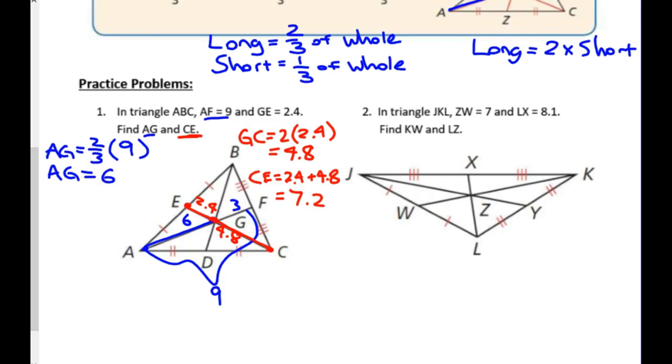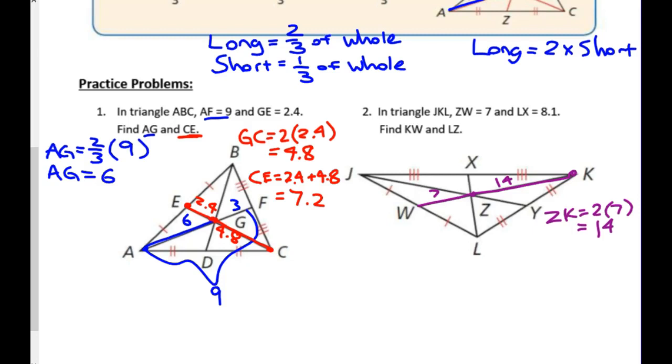in a similar way. In triangle JKL, ZW equals 7, LX equals 8.1. So, all right, for WZ, it says it equals 7, so we can label that. And this time we're looking for KW, right? To figure out KW, it would help me to find this long section, right? I know the short section. Let's find the long section. So if this is 7, how do I figure out ZK? Times it by 2. If you have the short segment, times it by 2 to get the long segment. So 2 times 7 is going to be 14, and I can label that on the picture.